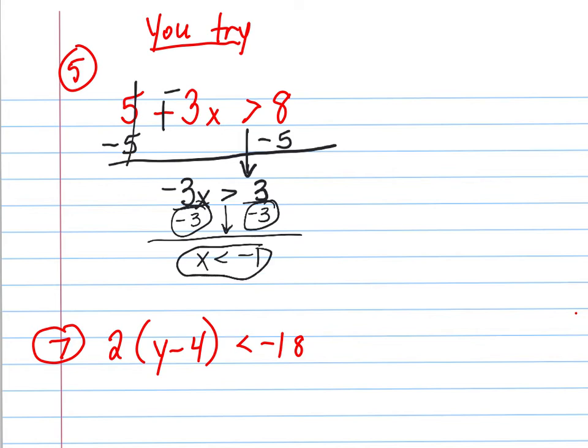Shading. Is negative 100 in that shaded region? Yep. So if I take 5 plus negative 3 times negative 100, that's negative 300, isn't it? Or 300. Plus 5 is 305. Is that greater than 8? Is 305 greater than 8?